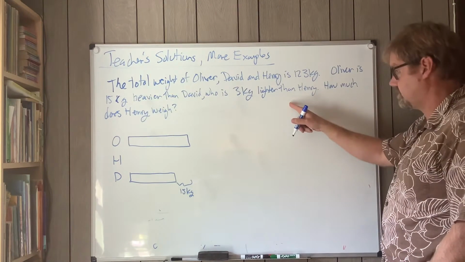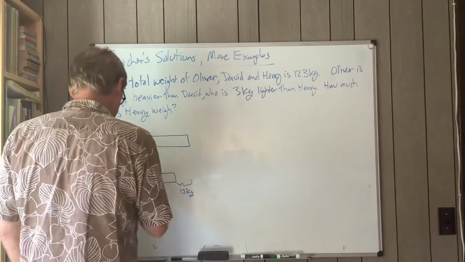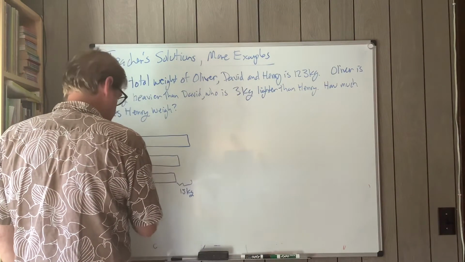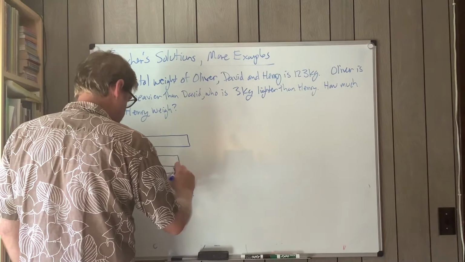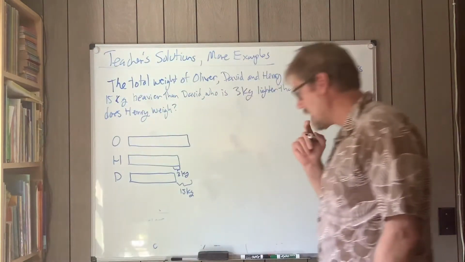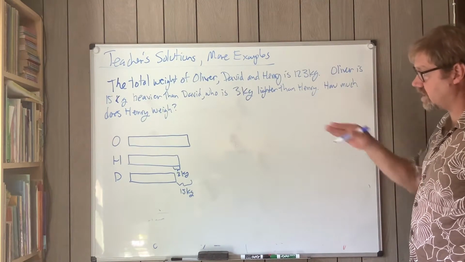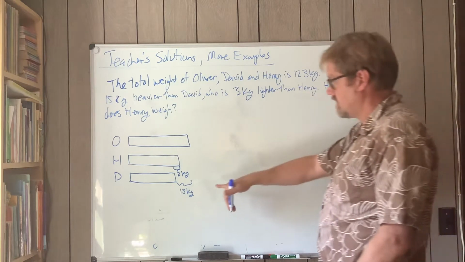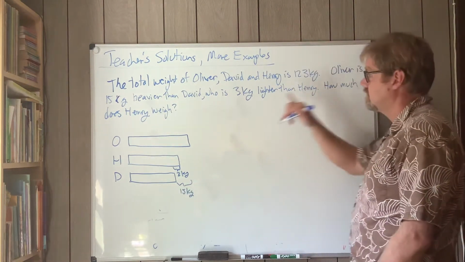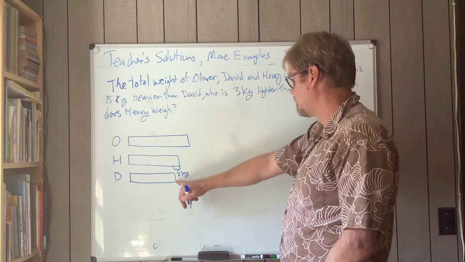David, who is 3 kilograms lighter than Henry. So Henry's a little heavier, so we've got that. And this will be 3 kilograms. Okay. So hopefully that makes sense. Oliver's the heaviest. He's 15 kilograms heavier than David. David is 3 kilograms lighter than Henry.